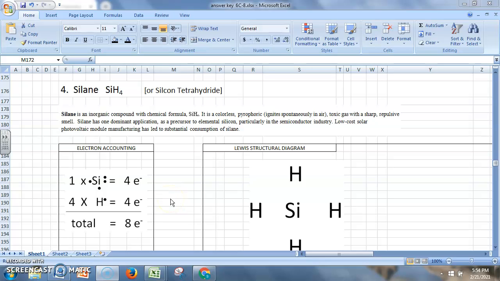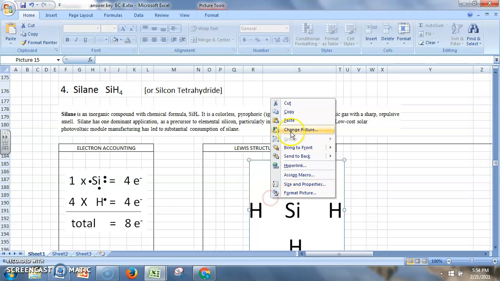All right, here we go. Problem number 4. We're looking for SiH4. Silicon's in Roman 4, has 4 electrons. Hydrogen's in Roman 1. They have 1 electron. We've got 4 of them times 1. We've got a total of 8 electrons to work with here.